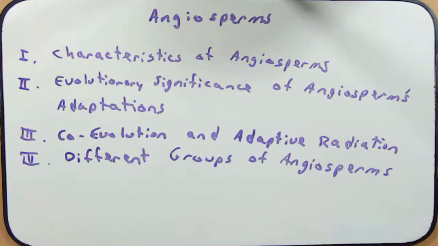And the reason that plants have been able to dominate in such a short period of time is due to adaptive radiation. And we're going to talk about all of this as we move forward today. To get started, we're going to talk about the characteristics of angiosperms, and then we'll talk about the evolutionary significance of angiosperms adaptations. And then we're going to spend some time talking about coevolution, which will be a new term, and also adaptive radiation, which is a term we've used in the past. And then we're going to close talking about some different groups of angiosperms. But let's go ahead and get started with the characteristics of angiosperms.